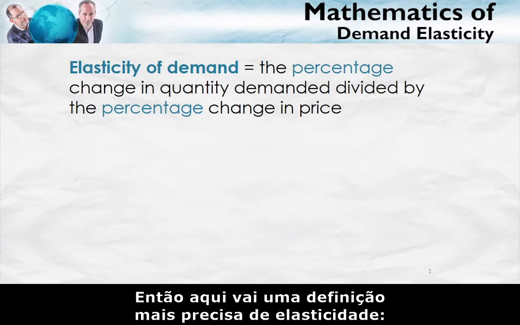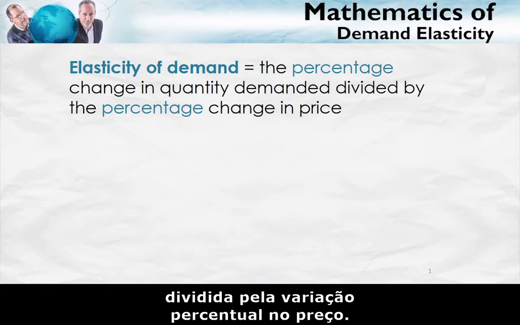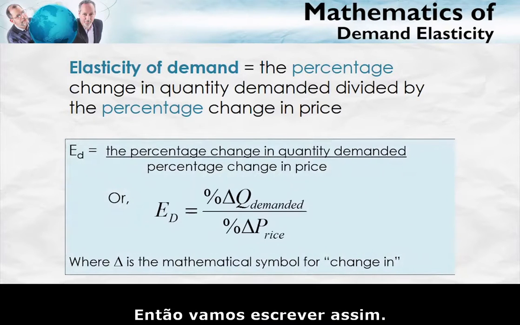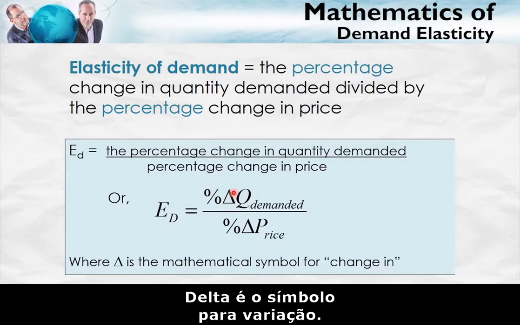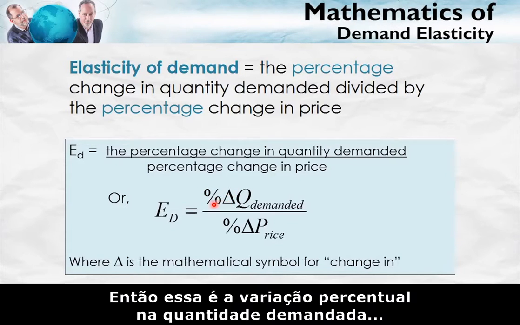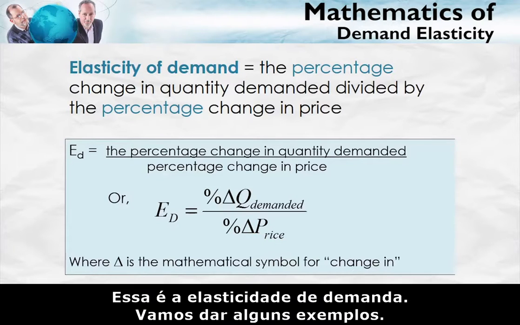So here's a more precise definition of elasticity. The elasticity of demand is the percentage change in quantity demanded divided by the percentage change in price. So let's write it like this. We have some notation here. The elasticity of demand is equal to the percentage change in. Delta is the symbol for change in. So this is the percentage change in the quantity demanded divided by the percentage change in the price. That's the elasticity of demand.